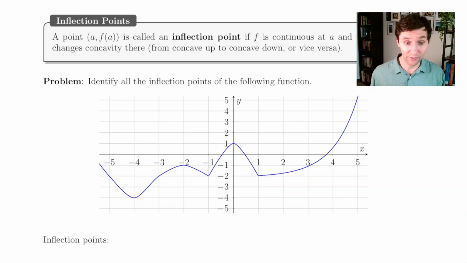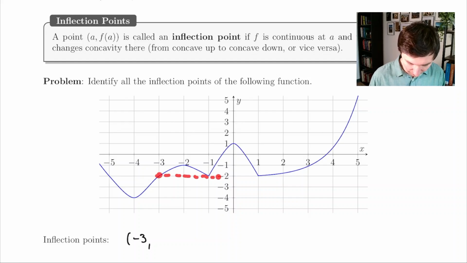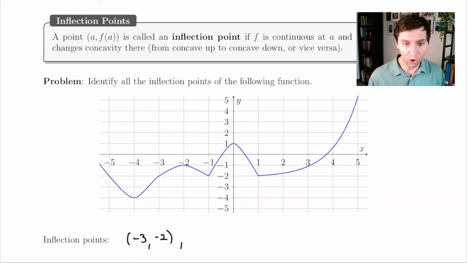I believe there are a few places where this function changes from concave up to concave down and vice versa. At first, this function is concave up, and somewhere here it changes to concave down. I believe this point happens at x equal to -3. So this inflection point has the x coordinate -3, and it also has the y coordinate of -2. Remember, inflection points always have two coordinates, the x coordinate and the y coordinate.